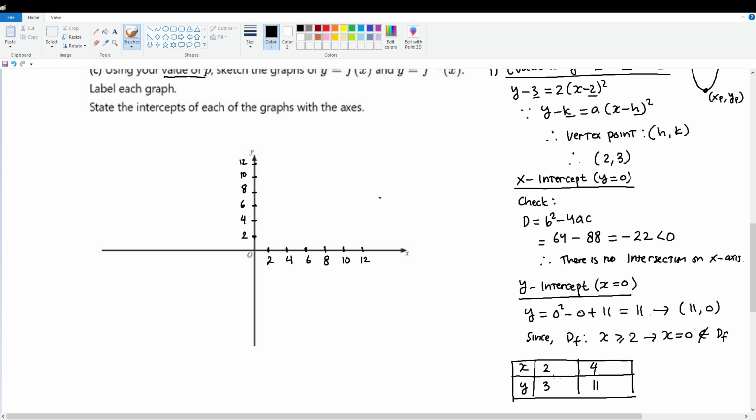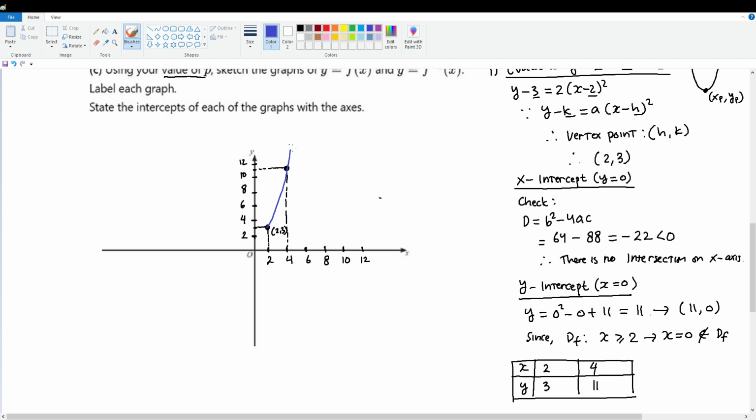Now we can put the coordinate (2, 3). So the location must be here, 3 on y, 2 on x. So the coordinate of this point is here, (2, 3), and then (4, 11). So the coordinate must be on here. (4, 11) must be on here. Okay, make sure that you use the ruler to make the graph more proper. Okay, so we have the curve like this. I will draw it with the blue color like this.